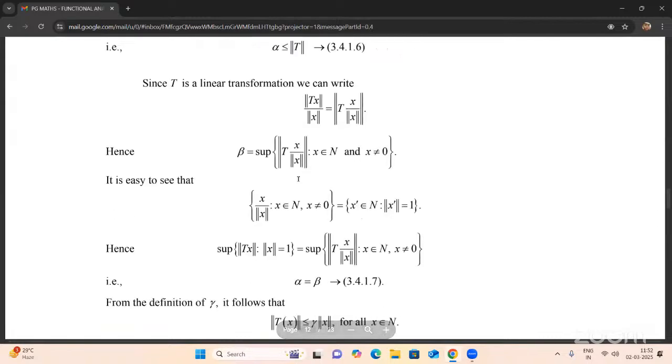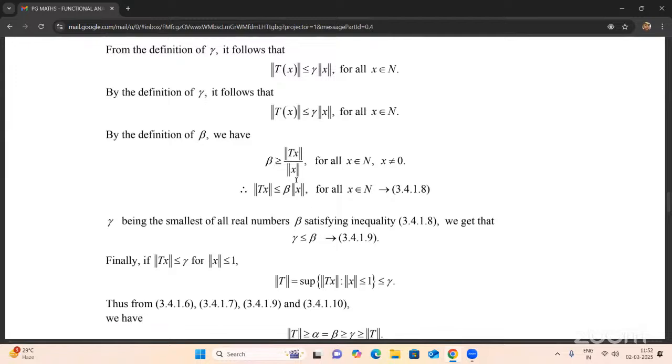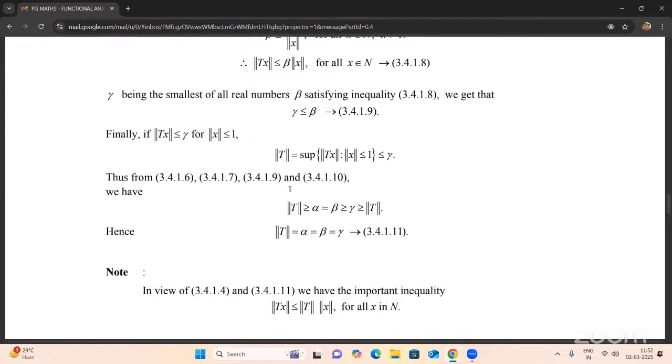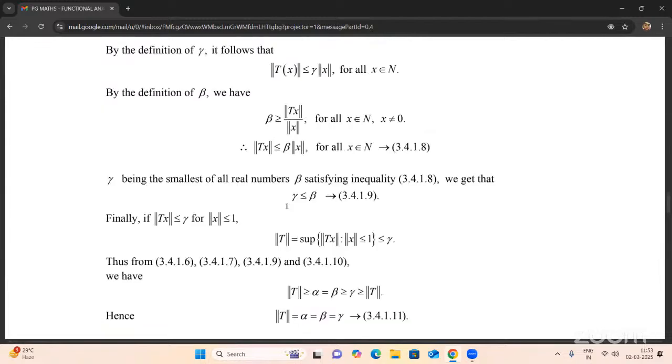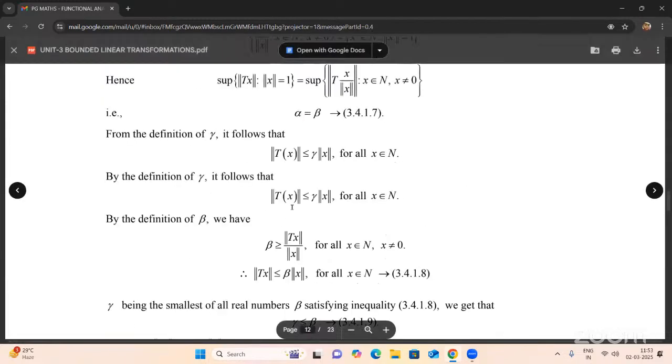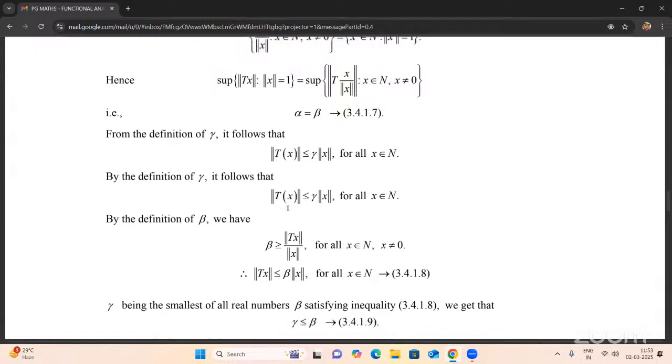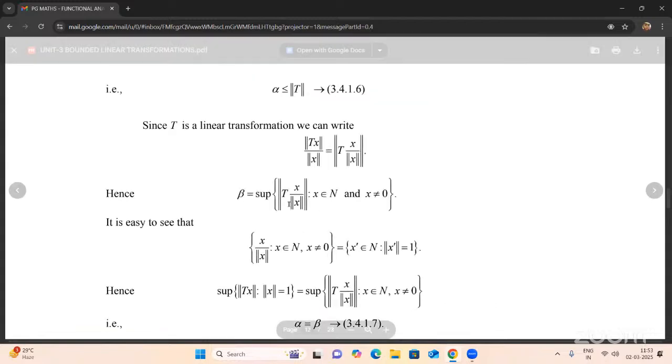That is, alpha less than or equal to norm T, and alpha equal to beta, and at the same time norm Tx less than or equal to beta into norm x, and at the same time gamma less than or equal to beta. These all depend upon the norm definition. Now, these relations, and the fourth one, this condition norm T equal to alpha, beta. How to prove that norm T equal to alpha equal to beta equal to gamma? This is also one of the questions given. When you thoroughly practice each and every one, then you can easily approach this answer. Direct questions are not given here.